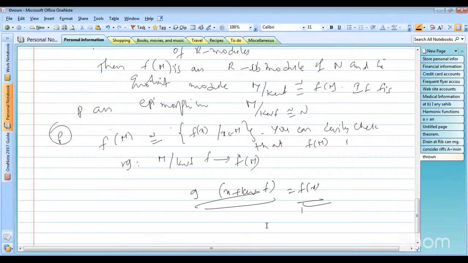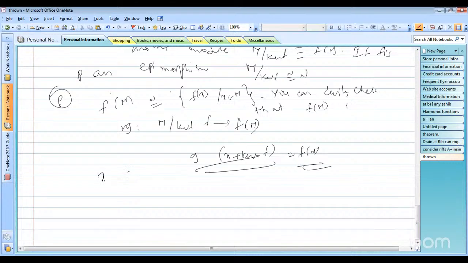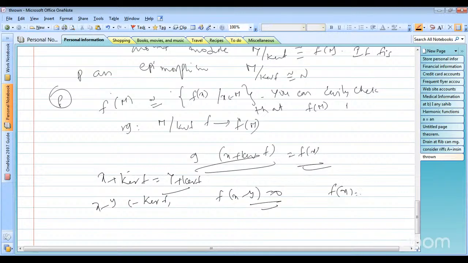So therefore we know that if x plus kernel f is equal to y plus kernel f, then x minus y belongs to kernel f. So f of x minus y is equal to 0. Therefore f of x is equal to f of x minus f of y, moving y to the right hand side, f of x is equal to f of y. So f of x equal to f of y means G is well defined. This shows that G is well defined.